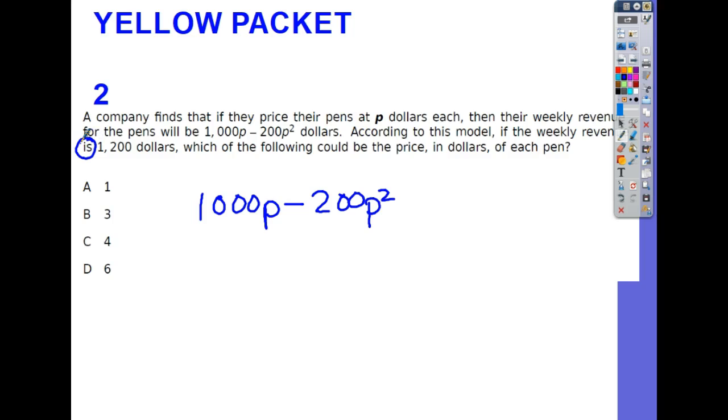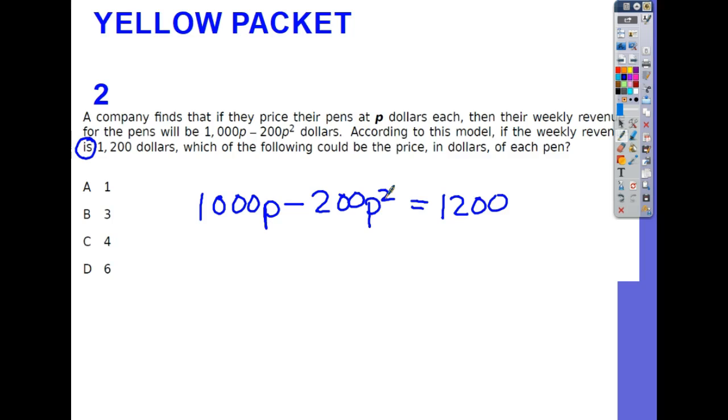Interpret is to mean is equal to. Is means it is equal to $1,200. This is squared. What kind of equation does that make this? This is a quadratic equation. Have you heard before, if it's a quadratic equation, make it equal to 0 and factor it?